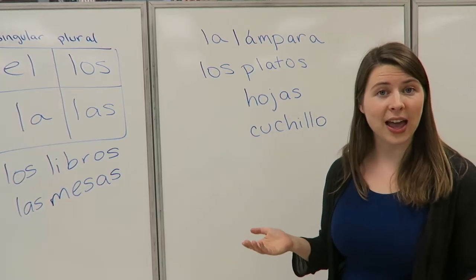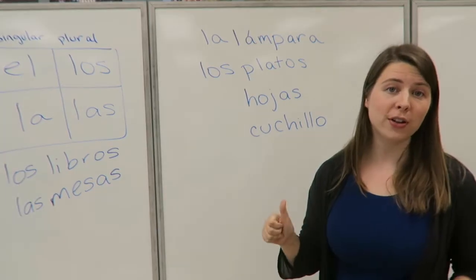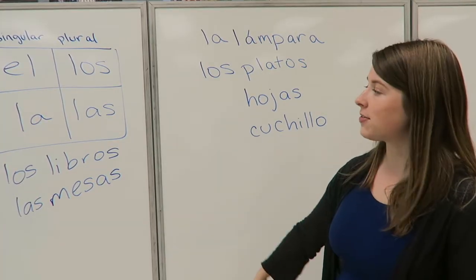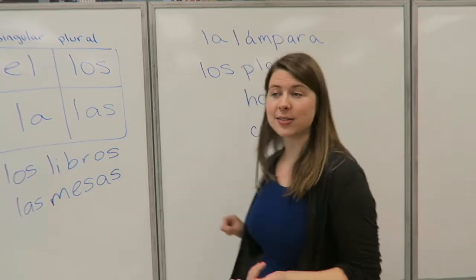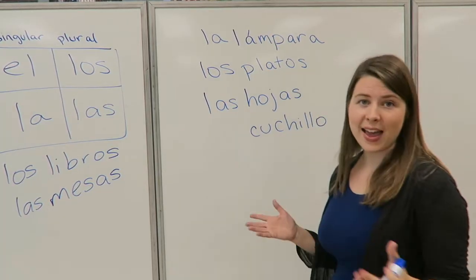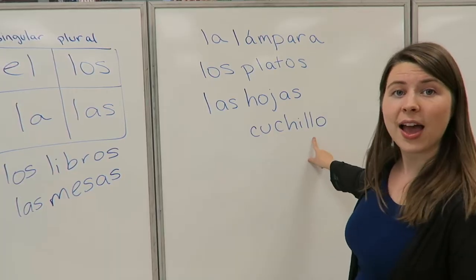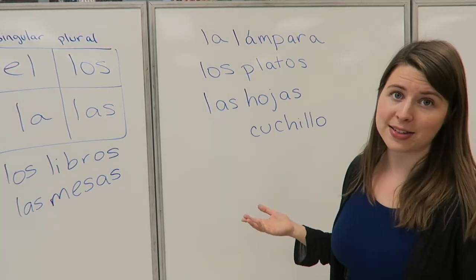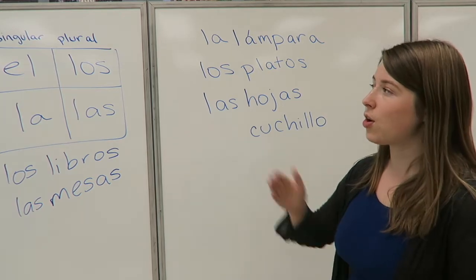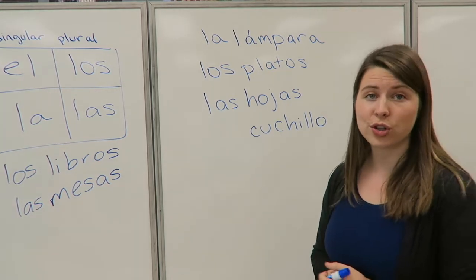Now this one does have an A at the end as well as an S, so we know it is both plural and feminine. Because of that, it will be las. And finally, we have cuchillo, which is ending in an O, so we know it's masculine, and it also is singular since there's no S at the end. So this will be el cuchillo.